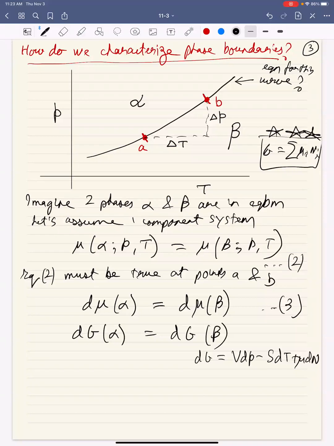Mu is the partial, and you're also able to write mu that way for a multi-component system. I'm thinking about a one component system. If it's a one component system, then G is equal to mu N. So if you take dG of that, it would be d mu times N plus dN times mu, right? But it's a one component system. Where is the dN coming from?